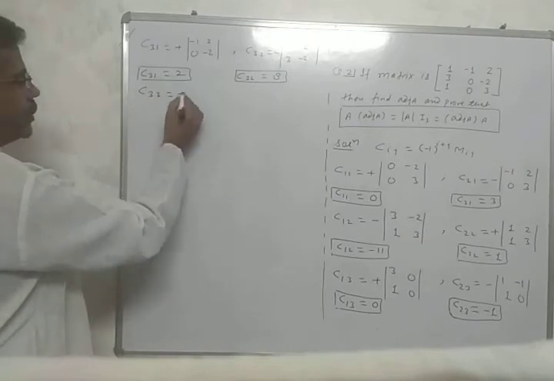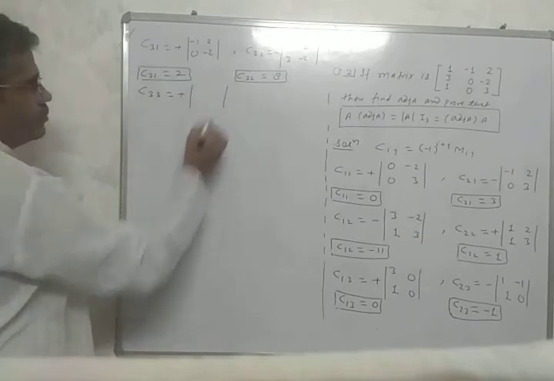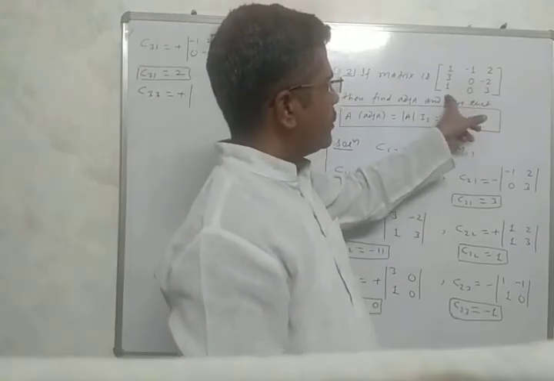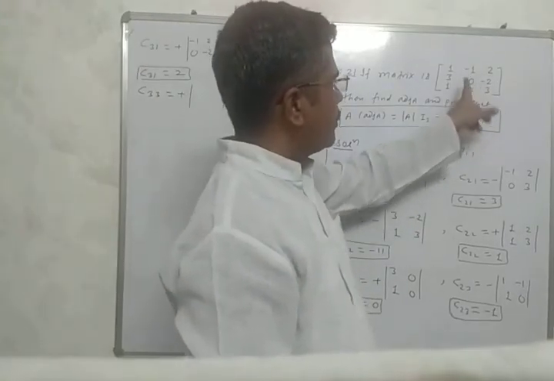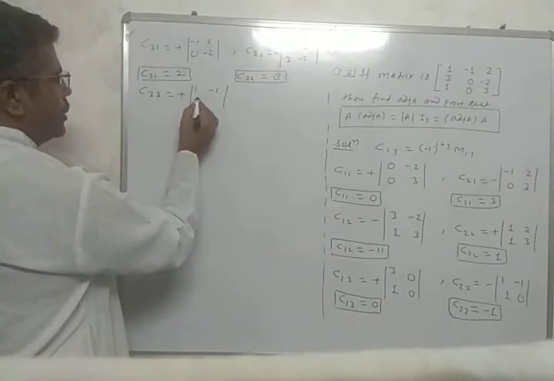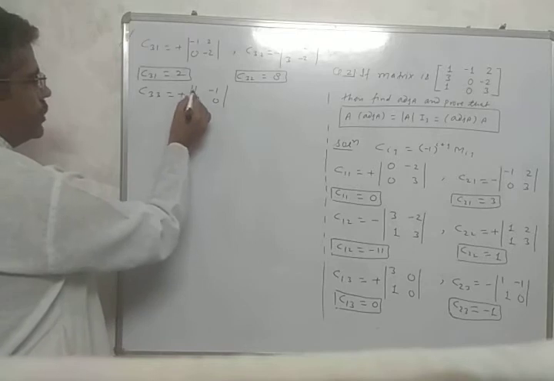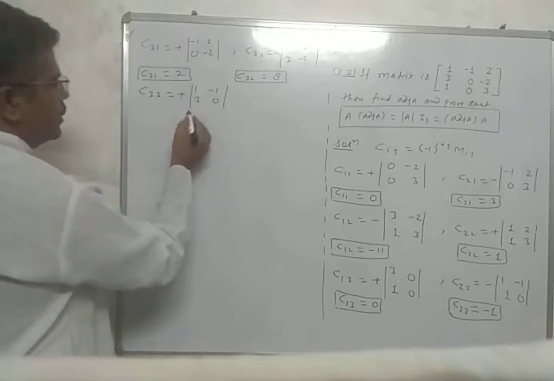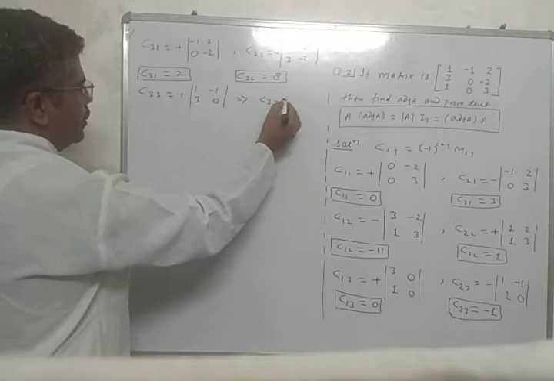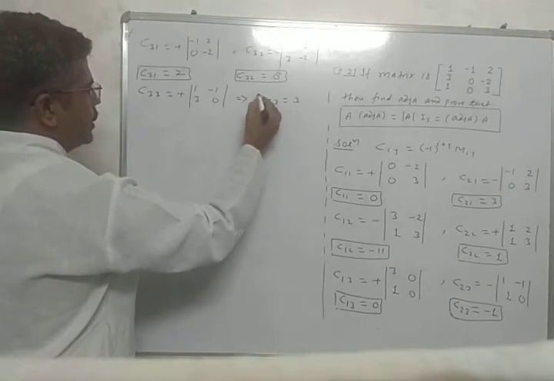C33 is positive. This column and this row are deleted. We have 1 minus 1, 3, 0. 0 and minus minus plus. So we have C33 is plus 3.